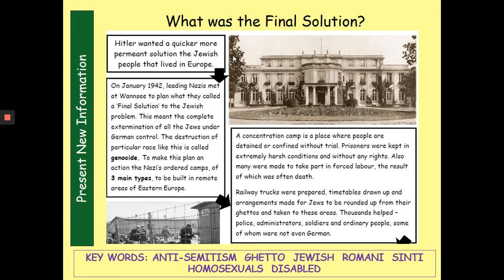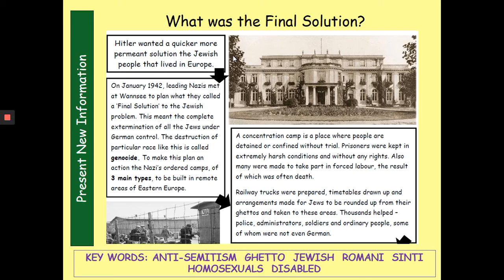So Hitler wanted to make a more permanent solution for the Jewish people that lived in Europe. In January 1942, leading Nazis met at the Wannsee Conference to plan what they called the final solution to the Jewish problem. This meant the complete extermination of all Jews under German control. The destruction of a particular race like this is called genocide, so the killing of an entire people.